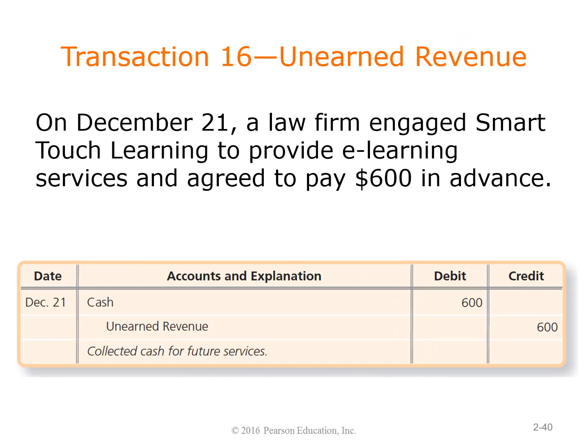On December 21, a law firm engaged Smart Touch Learning to provide e-learning service and agreed to pay 600 in advance. Meaning a customer came to me and paid me 600 in advance for service to be done later. This is actually a liability. The cash will increase by 600, so it is debited, and the unearned revenue, which is a liability account until we provide him with the service, will be credited for 600, so it increased in the credit.